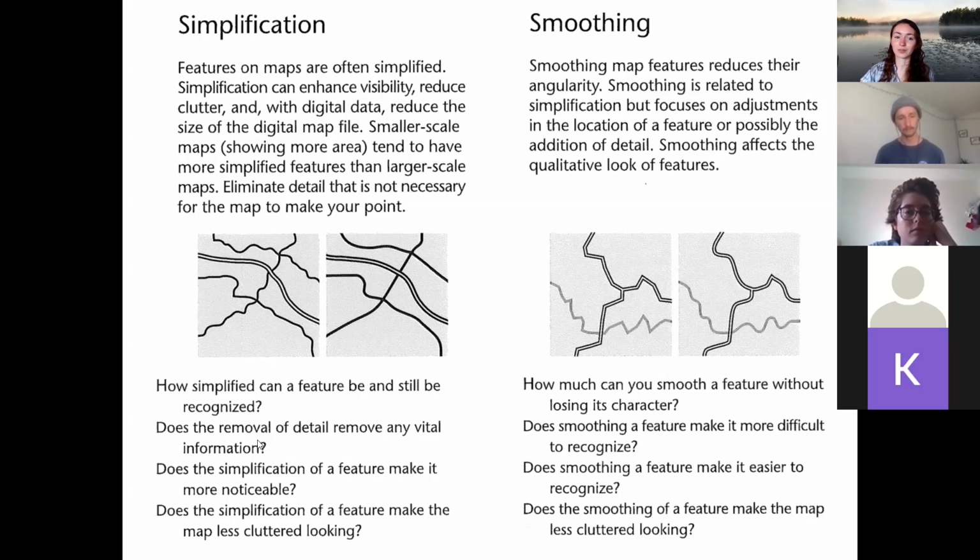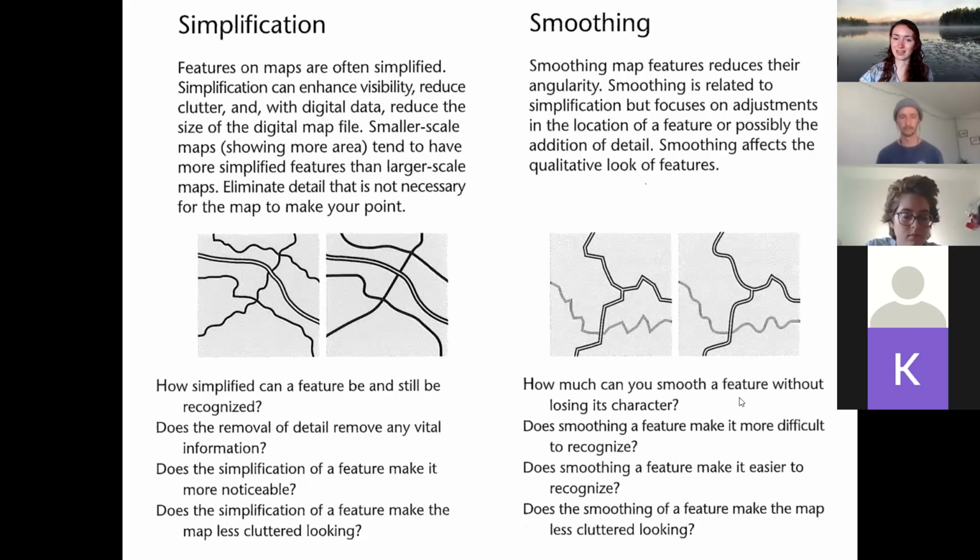You want to ask yourself if the removal of detail removes vital information. Can you still tell what it is when you do that simplification? Does it make it more noticeable? Does it stand out more if you want it to stand out more? And does it make the map look less cluttered? That's one of the main goals of simplification: making the map easier on the eye, less cluttered looking.